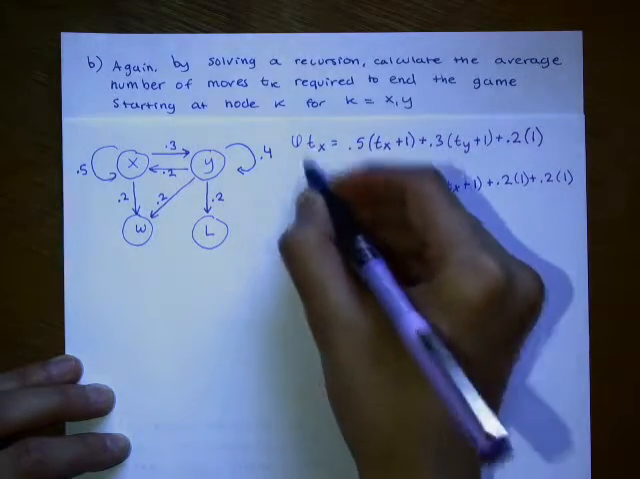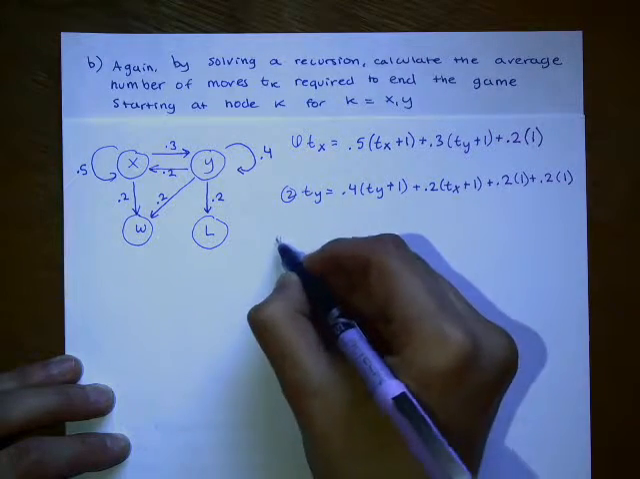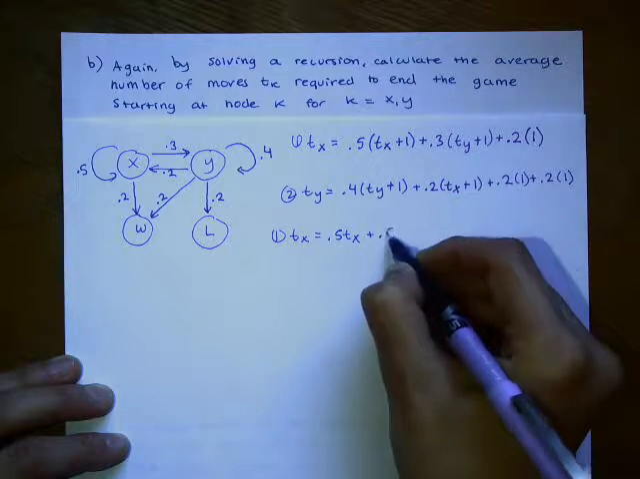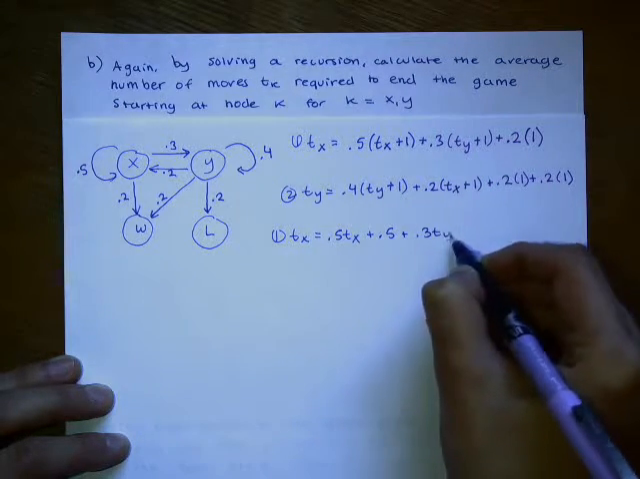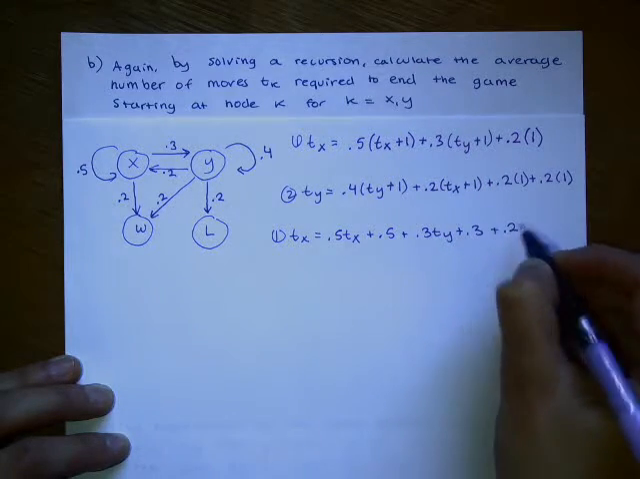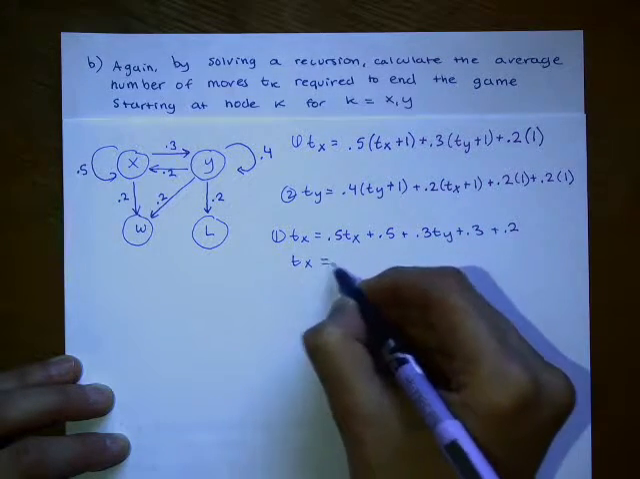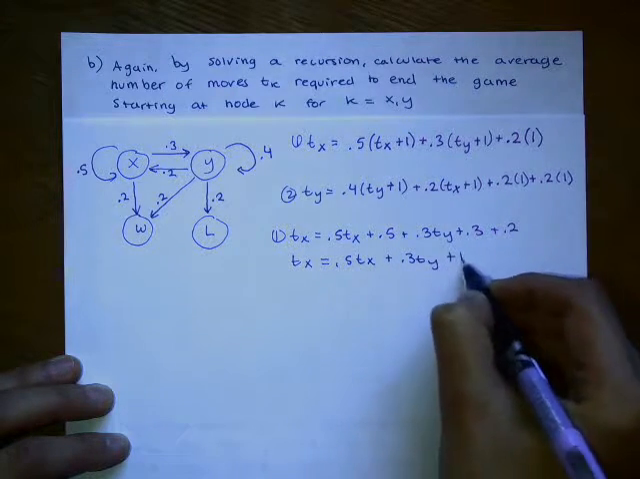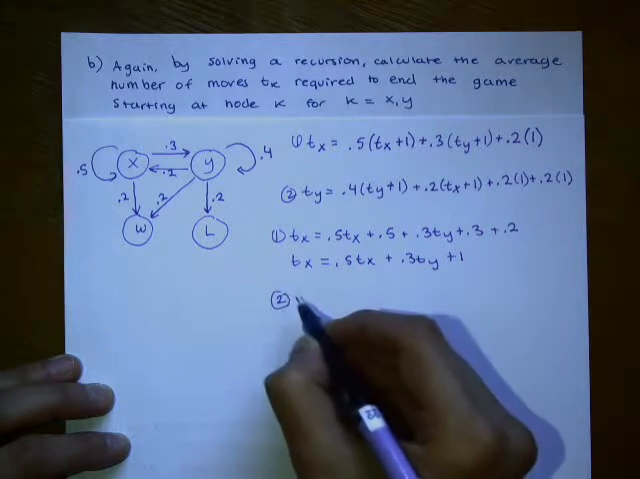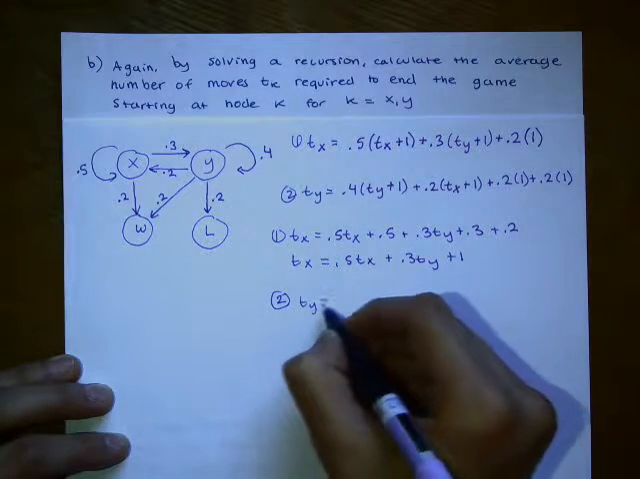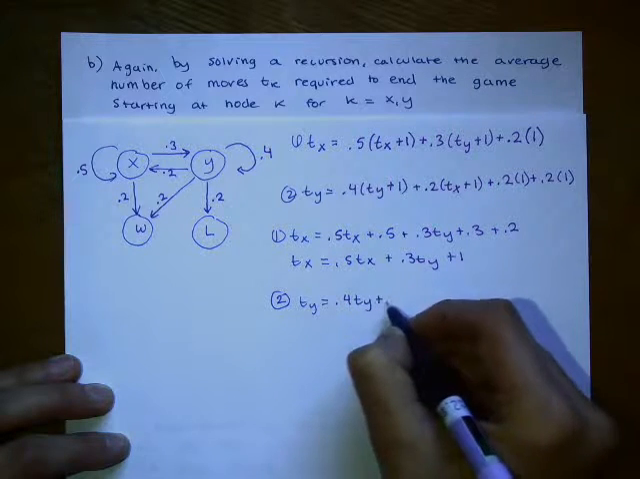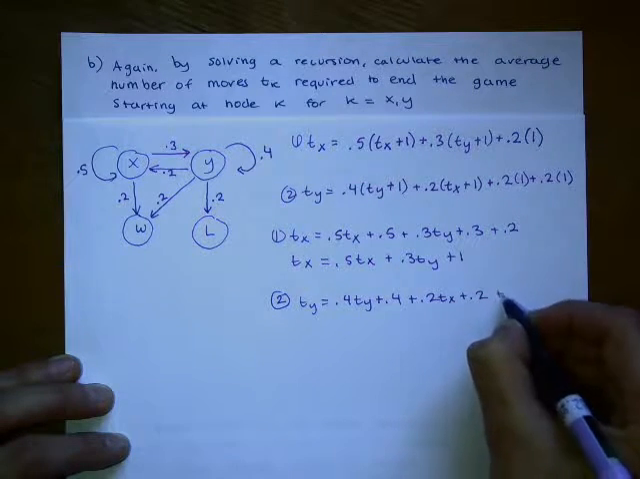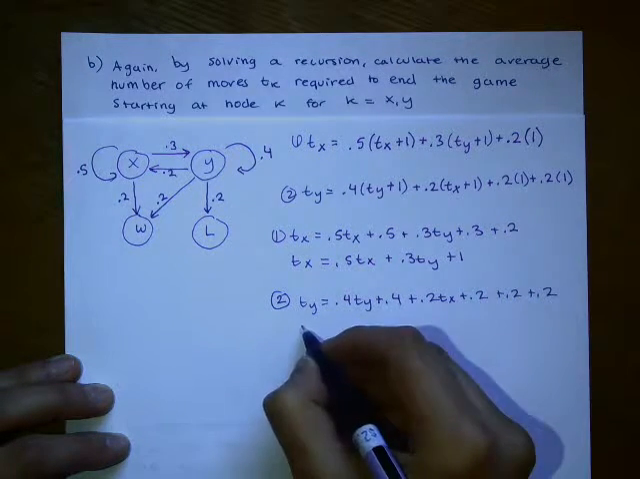I'm just going to take this equation here and simplify it a bit. So I'm expanding the brackets, and then I'm just collecting like terms. That's our first equation. Now I'm going to do the same thing with ty. So I'm going to expand the brackets again, and collect like terms.